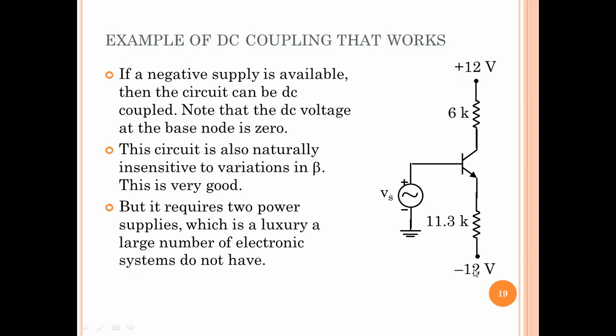Of course, the disadvantage is that it needs two supplies, and not a large number of electronic systems can have the luxury of two supplies, plus and minus. Many systems have only one supply, which is when one has to use R1, R2 and an AC coupling. All right.